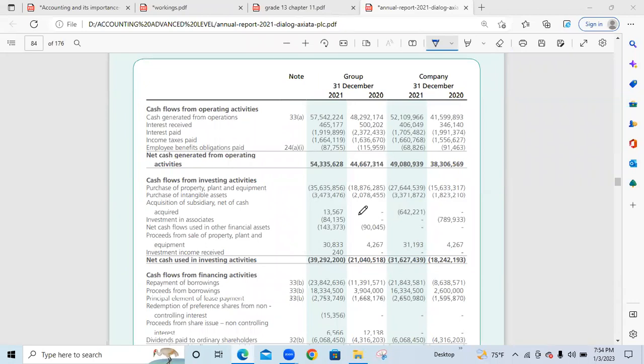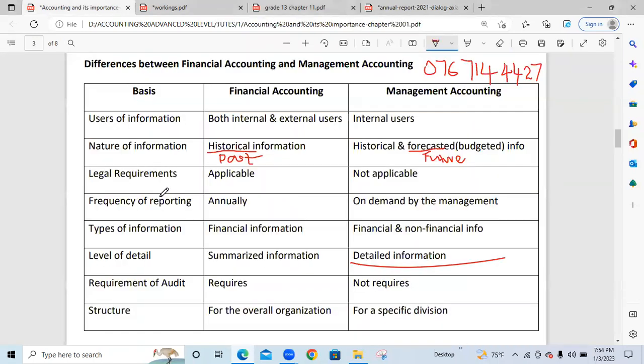But if it is management accounting, you have to separately analyze and give information one by one for each department. Guys, if you take a company, it has so many departments: production department, marketing department, human resource, like that. So if it's management accounting, you have to specifically say, department by department, what is their profit, what is their sales, what is their cost.